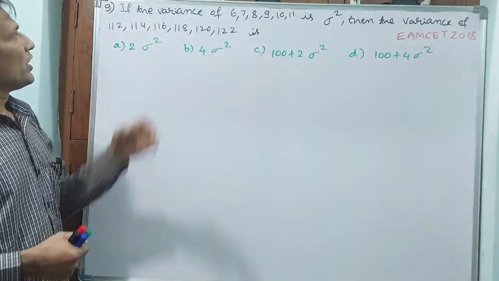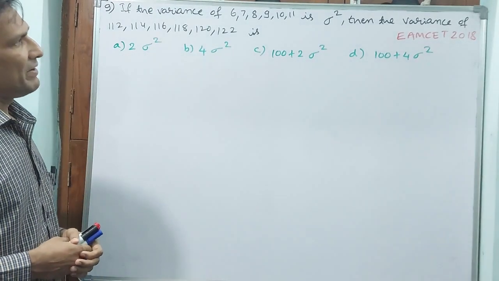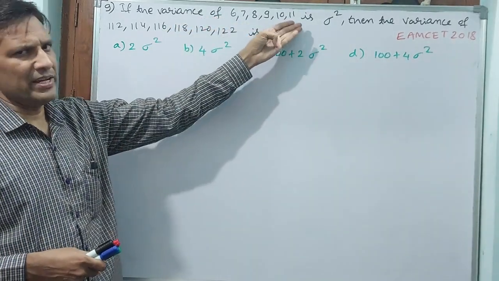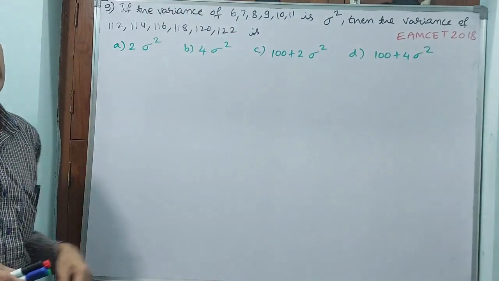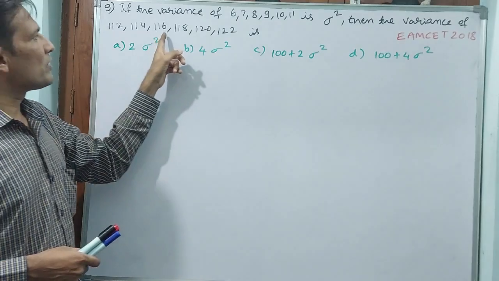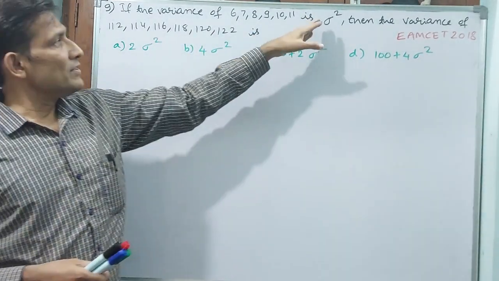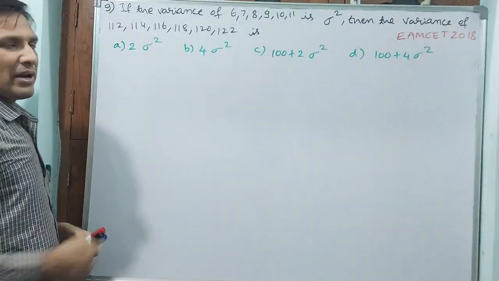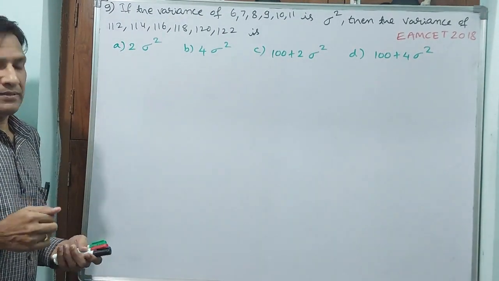9th question. If the variance of 6, 7, 8, 9, 10, 11 is sigma square, then the variance of 112, 114, 116, 118, 120, 122 is how much, they are asking. You see, this we can find, and see the formula also, that is one thing. And you can take common also, but taking common is complicated and not easy to understand properly for all students.